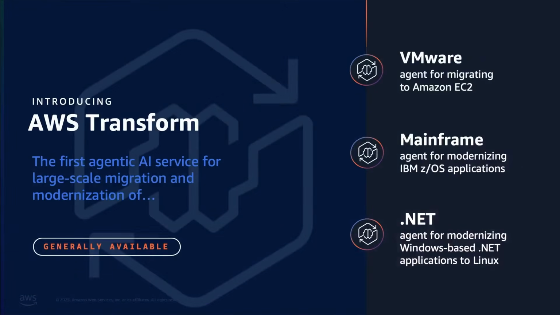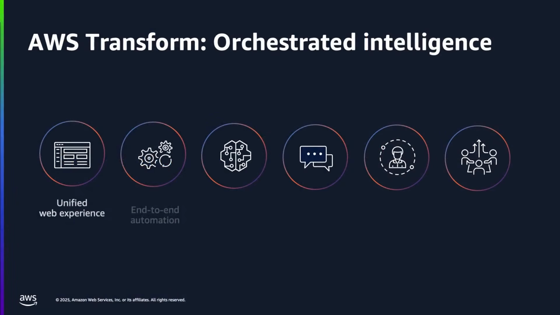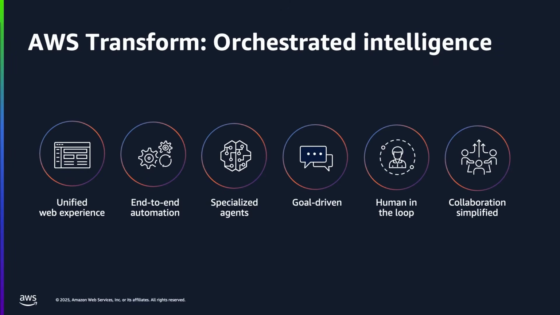You probably already know a little bit about AWS Transform, but I'll give a quick introduction just to level set. AWS Transform is the first agentic AI service for large-scale migration and modernization of workloads built on VMware, mainframe, and .NET framework. AWS Transform delivers an agentic AI experience that accelerates migration and modernization while reducing costs at enterprise scale.